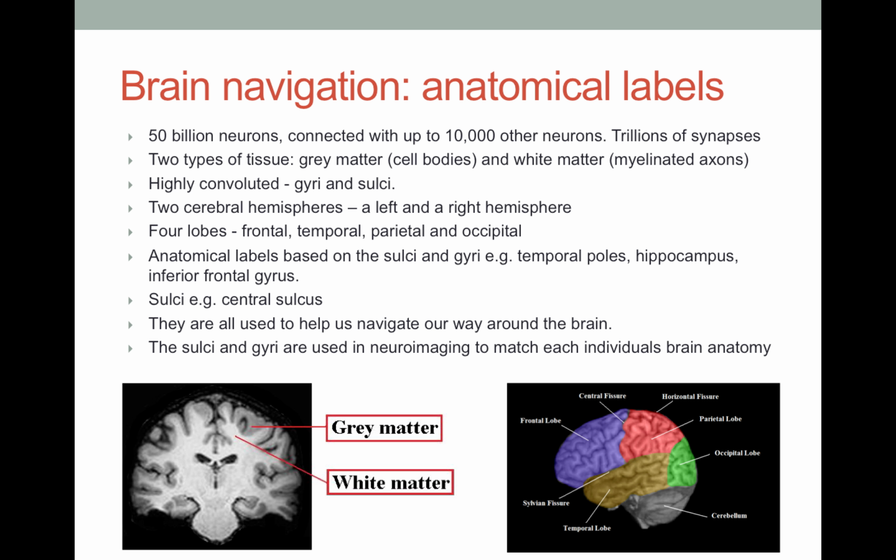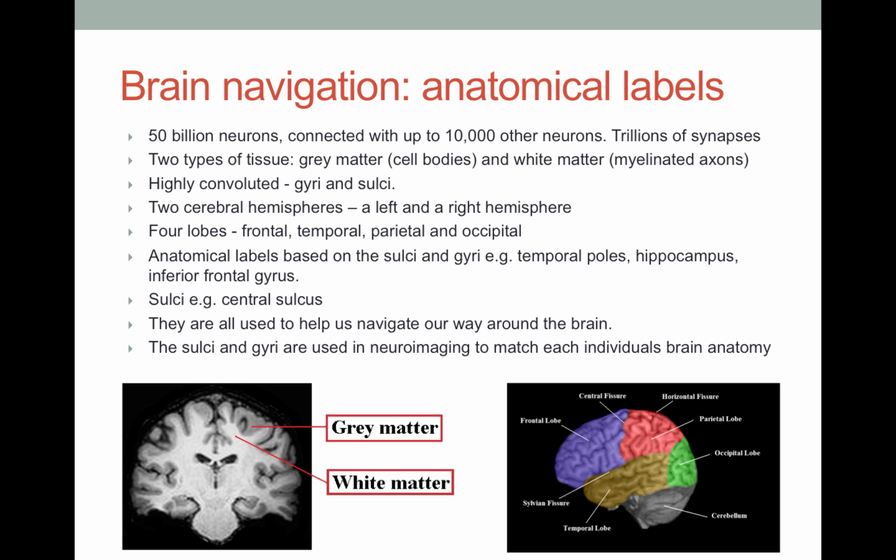The brain is highly convoluted, with ridges which we call gyri and fissures which we call sulci. The brain also has two cerebral hemispheres, a left and a right hemisphere, and the brain can be divided into four lobes, the frontal, temporal, parietal and occipital lobes. And within each lobe there are various anatomical labels that correspond with certain regions. These labels are based on the sulci and gyri in the brain.